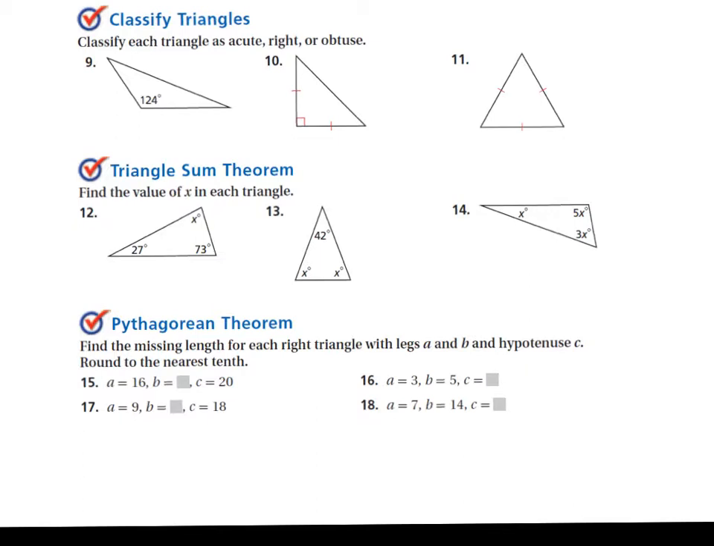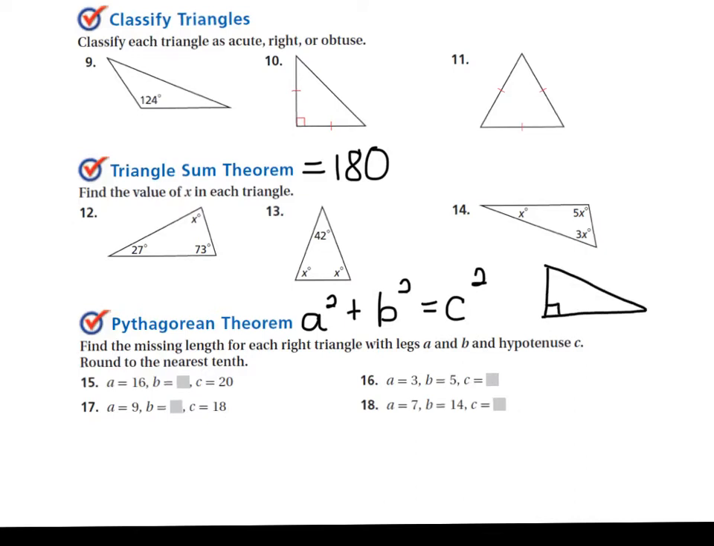Here are my hints on the Are You Ready side. Remember how all the angles in a triangle add up to 180? All right, use that on 12 through 14. And the Pythagorean Theorem is a squared plus b squared equals c squared, where c is always the hypotenuse. Then it doesn't matter which side is a and which side is b.